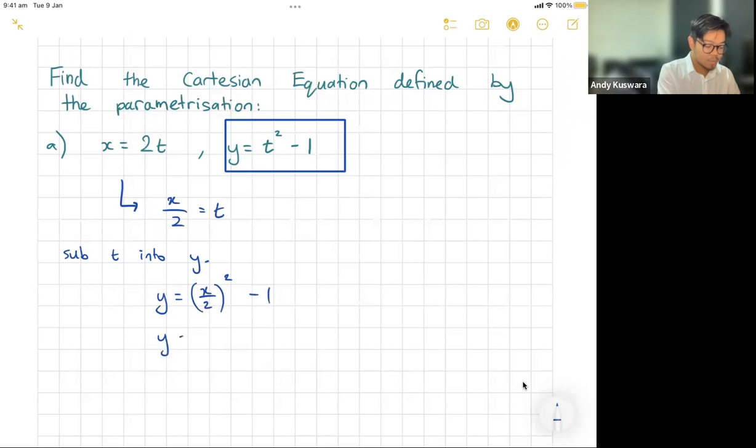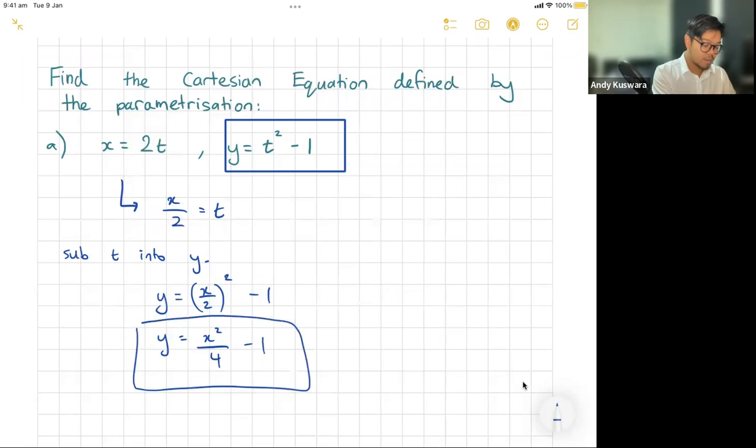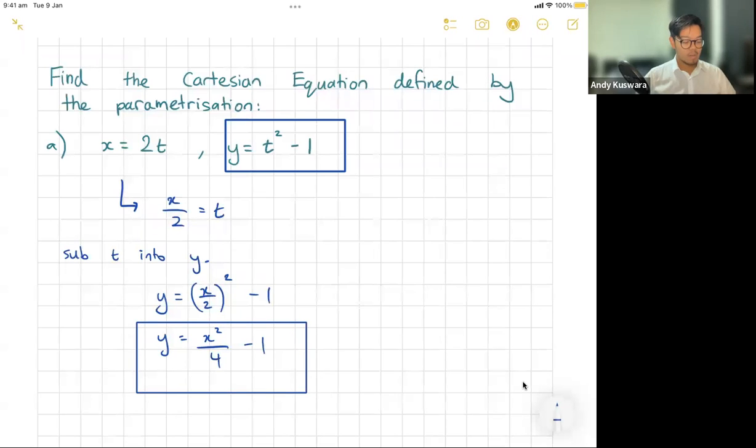And I clean this up a little bit. This would be x squared on 4 minus 1. Now that looks a little bit more like a Cartesian equation. It's just one equation with x's and y's. That there is the equation of my graph here. Hopefully that makes a little bit of sense for parametrization. It's just a little bit of swapping things out and changing things around and adding in another variable to sometimes make our life easier.